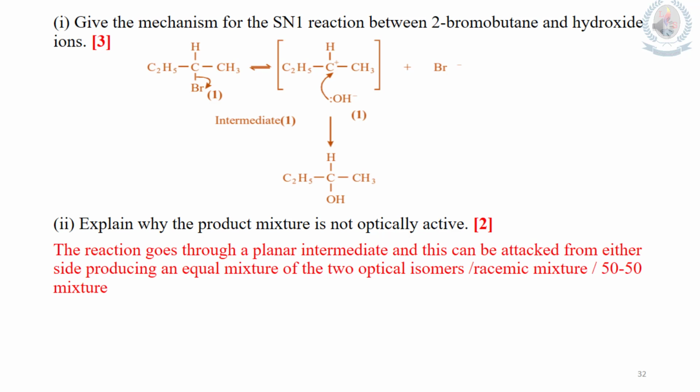Next question they are asking, explain why the product mixture is not optically active. The answer: the reaction goes through a planar intermediate and this can be attacked from either side, producing an equal mixture of two optical isomers. We can give it a separate name, racemic mixture, or another name, 50-50 mixture.